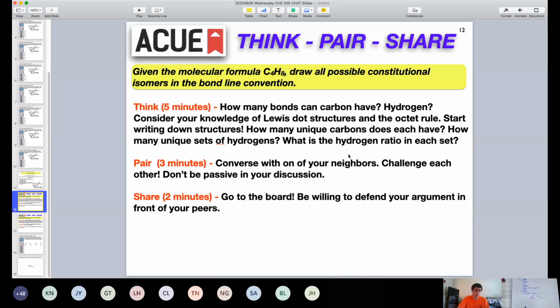Now what you need to do with this information, propose constitutional isomers that have 1 degree of unsaturation, either showing a pi bond or a ring, and have this molecular formula. So let's take a couple minutes. You can start drawing things out, show them up to the camera. As people propose them, I'll redraw them here so that you can see them on the document cam.